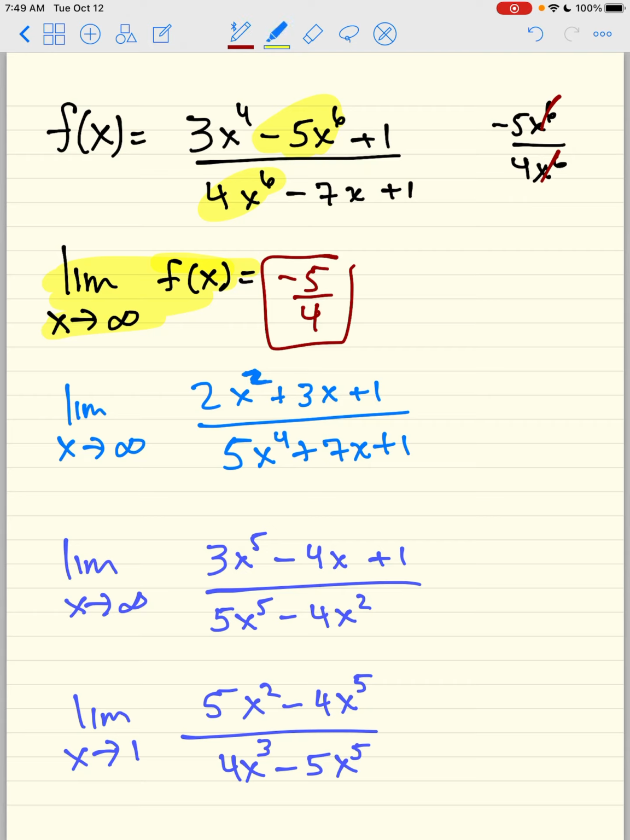What about here? The highest here is going to be 2x squared. The highest here will be 5x to the 4th.